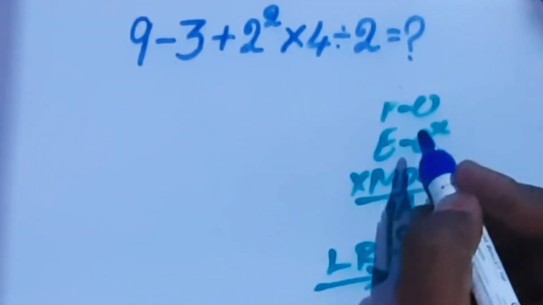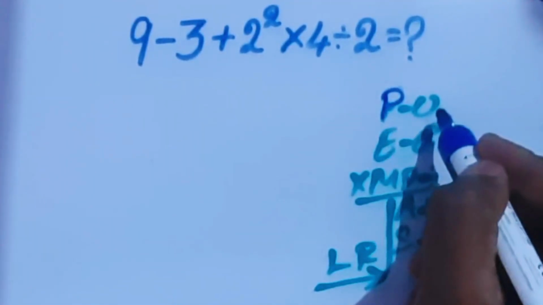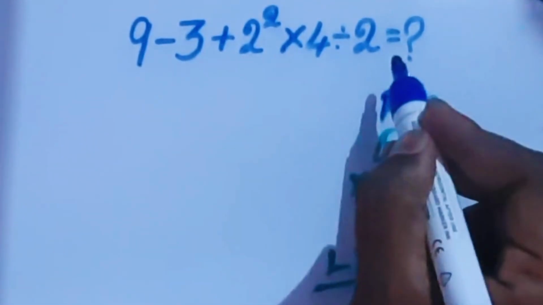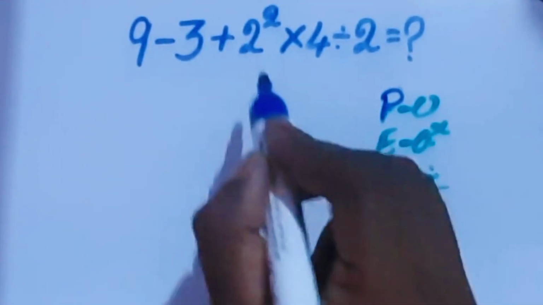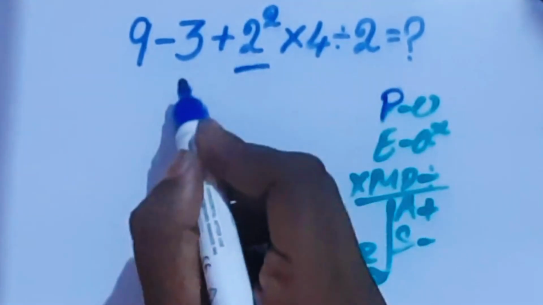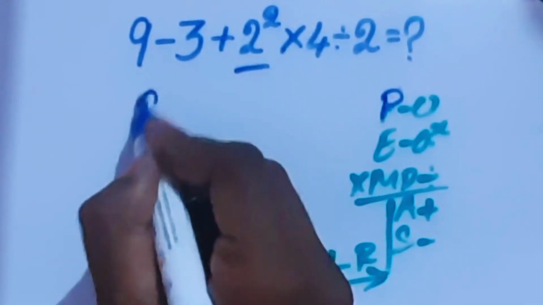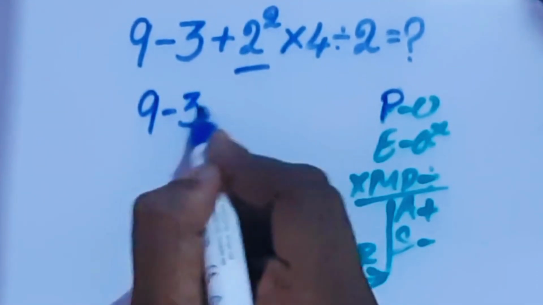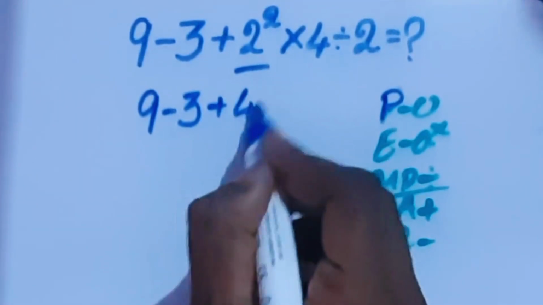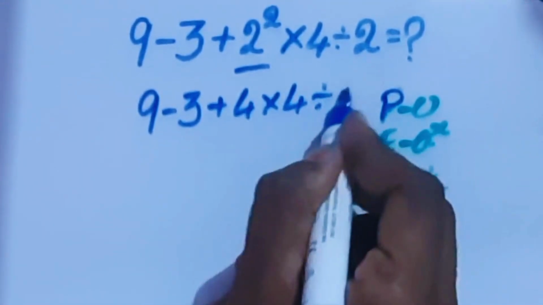Here as per this order of operations PEMDAS, bracket is higher priority. So we don't have a bracket in this problem. The next priority is exponent. We have an exponent here, 2 power 2. So we have to do this 2 power 2 before any other operation. So 9 minus 3 plus 2 power 2 is 4, times 4, divided by 2.